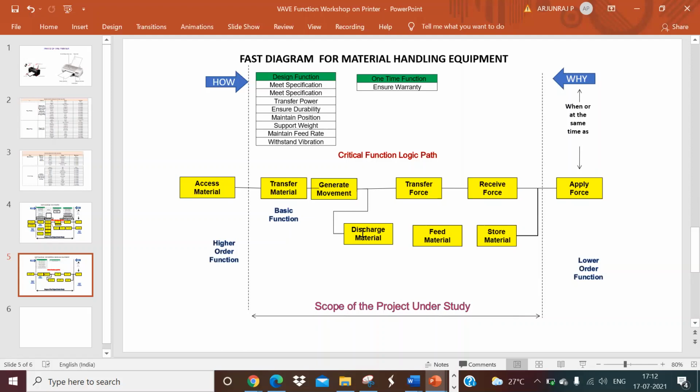Then you are going to look for the function cost and function worth, and finally you go for ideas. Even if you do not have the cost, I can still generate ideas considering the function. What are the ways I can store material? What are the ways I can feed material? What are the ways I can store material? I can create more ideas if I go into this method.